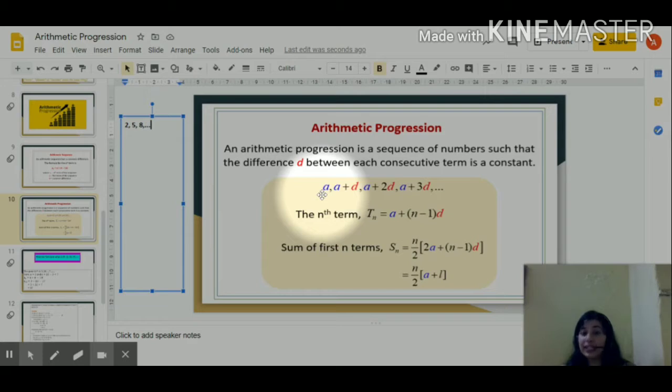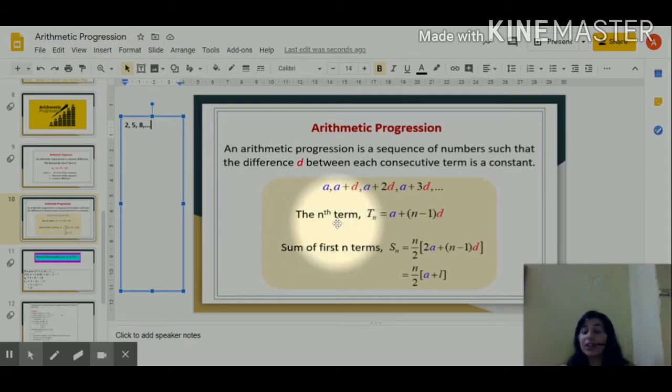Whenever you have to write an arithmetic progression, you follow this pattern. a, in order to get the next term, you will add common difference, so a plus d. Again, in order to get the next term, you will add the common difference d to the previous term, so a plus d. And again, if I add 1d, I will get a plus 2d. So the next term will be a plus 3d. And what should be my next term? It will be a plus 4d and so on. This is the general pattern of writing an arithmetic progression.